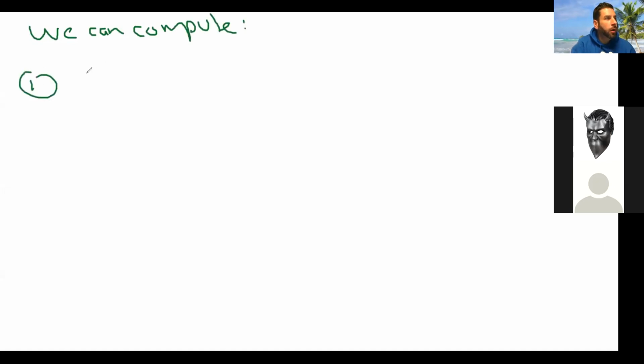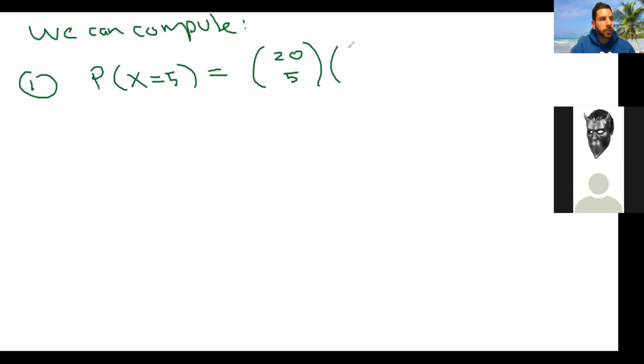So for the first one, we want to compute the probability that we get 5 successes out of 20. So we know by our formula that this is 20 choose 5, times the probability, which is 6 out of 100 to the 5th power, and then 94 over 100. That's the failure probability. And then what power goes here? Well, it's 20 minus 5, which is 15.